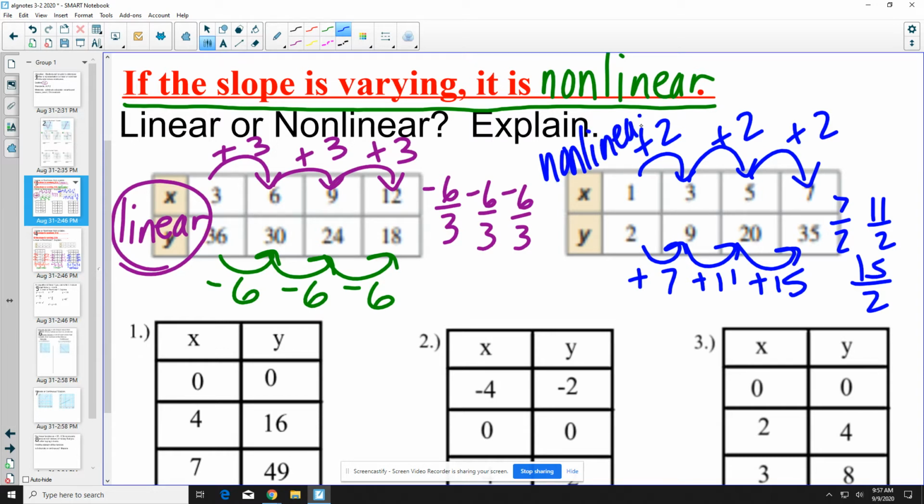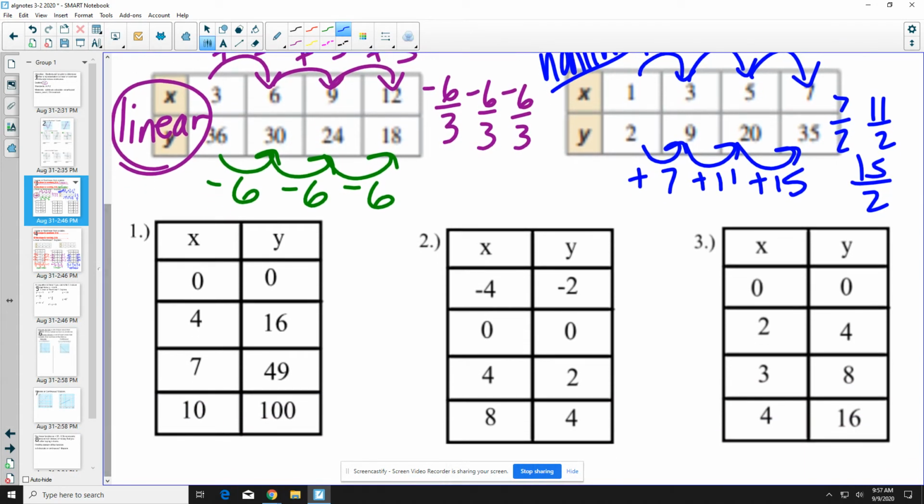Okay, so if the slopes are always the same, it's linear. If the slopes are different, it's nonlinear. Remember, when you do slope, you do change in Y over change in X. So now I want you to try these three. Pause the video. Find the change in Y, find the change in X, make them fractions with the change in Y over change in X, and see if the slopes are the same. If they're the same, it's linear. If they're different, it's nonlinear. Go ahead and pause the video now.